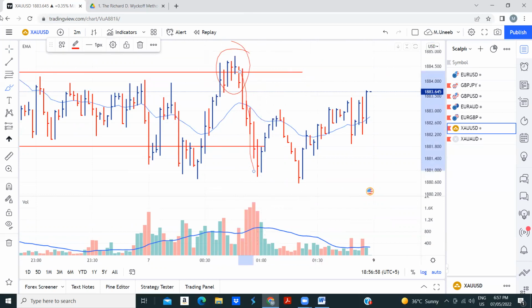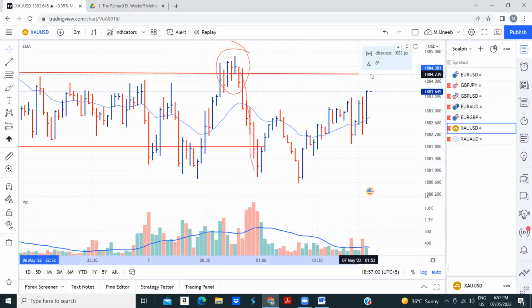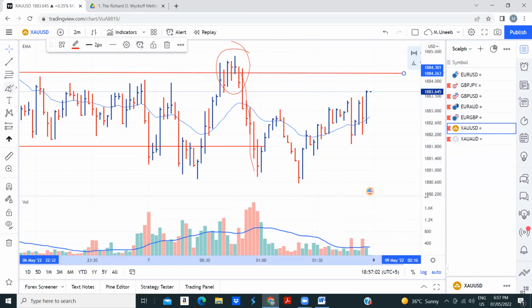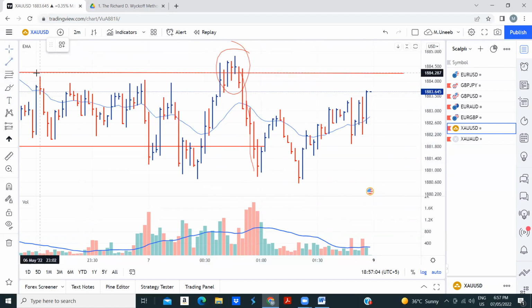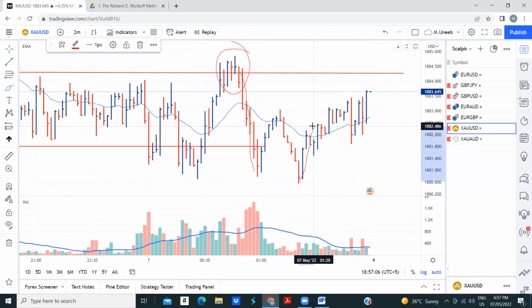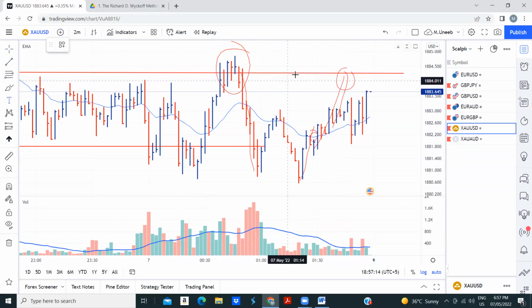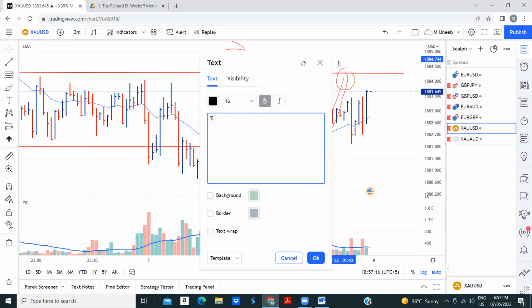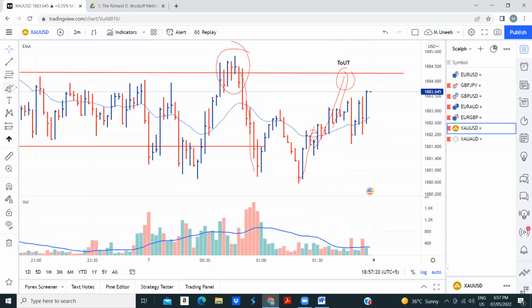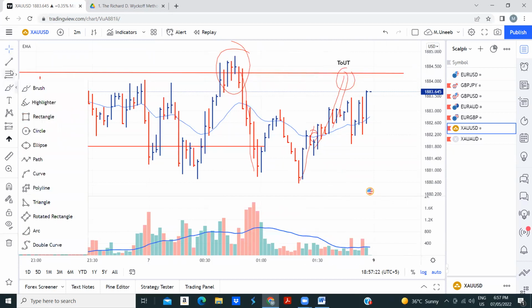So what will happen? I will tell you what will happen. The price will come back to this region. As I told you, after an upthrust, the price will either test this region, this moving average, or it will test the last one. So in this case, the price will test this region, which is known as a test of upthrust. We will call it TOUT, test of upthrust. And after this test of upthrust, what will happen? The price will reverse and fall back again.